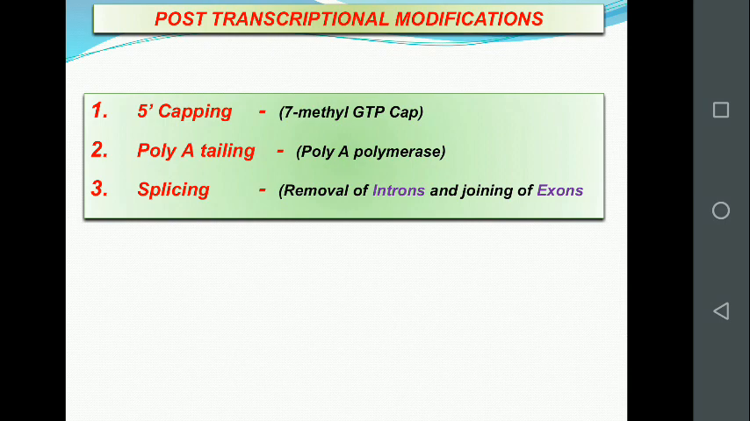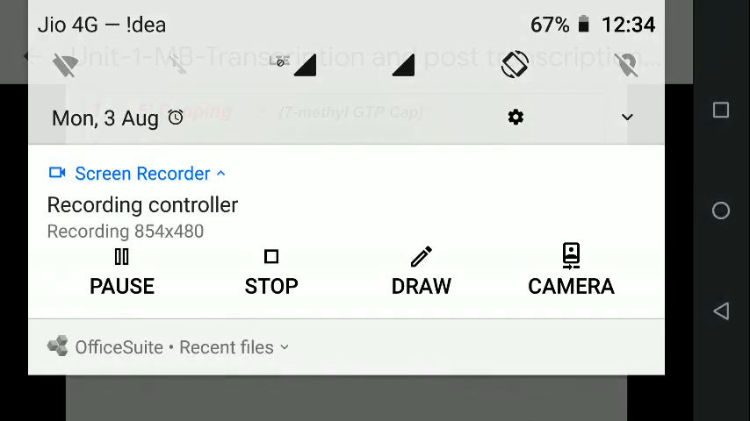So far I have explained to you about the entire transcription process that takes place in prokaryotes, and now we are going to learn about the post-transcriptional modifications. In fact, these post-transcriptional modifications take place in eukaryotes only. There are no such post-transcriptional modifications in prokaryotes.